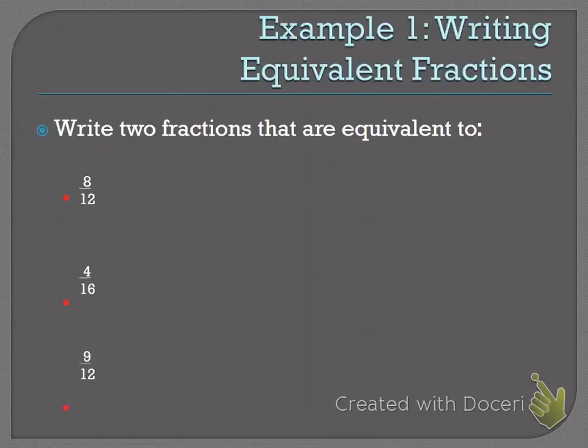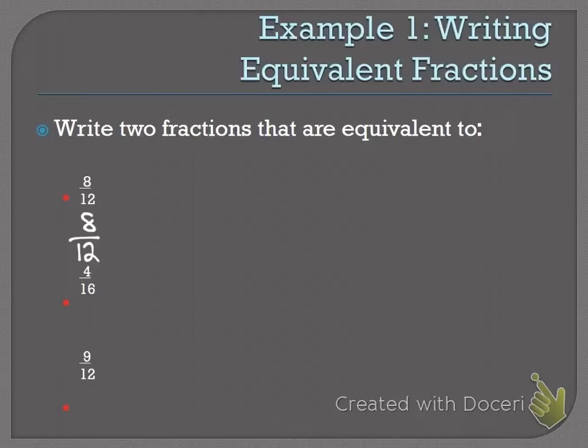Some of you could multiply top and bottom by 2. Then another person multiplies top and bottom by 4, by 5, by 10. As long as you do the same thing to the top and bottom, you have created an equivalent fraction. If it's able to be reduced, you can reduce it to create an equivalent fraction. So we have 8 over 12.